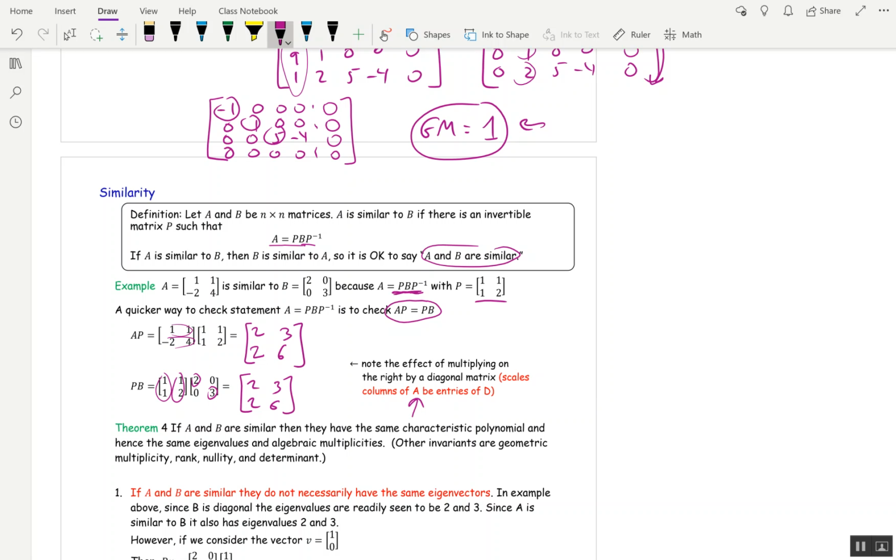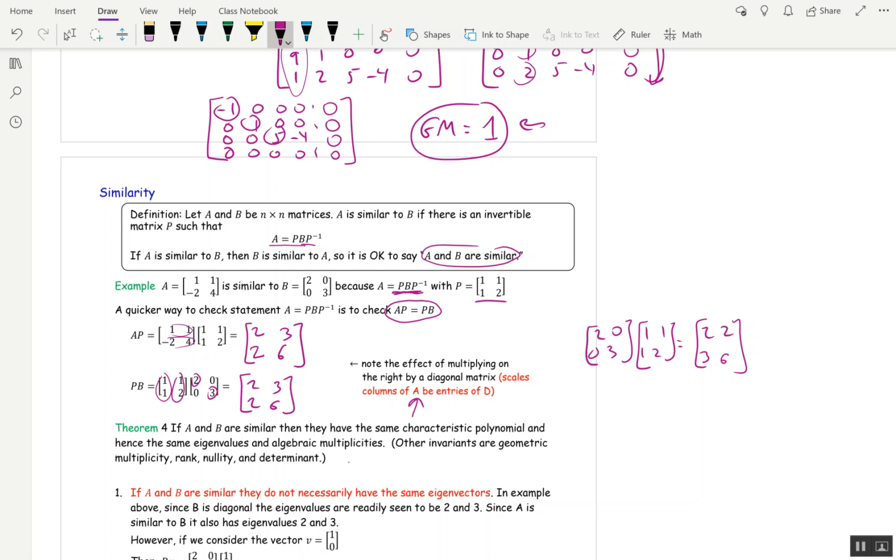And we've seen this before, but if you multiply on the left by a diagonal matrix, 2, 0, 0, 3, times 1, 1, 1, 2, it doesn't scale the columns, it scales the rows. That would be 2, 2, 3, 6. So right multiplication scales the columns, left multiplication scales the rows. Hang in there, guys, we're almost done.